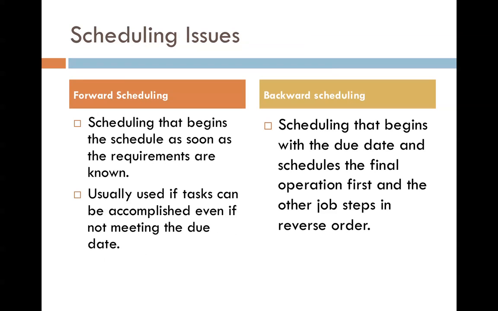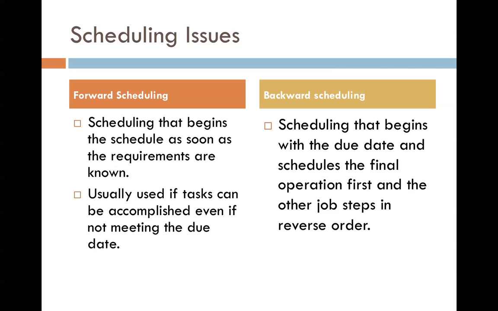Scheduling involves assigning due dates to specific jobs, but many jobs compete at the same time for the same resources. To address the difficulties inherent in scheduling, we can categorize scheduling techniques as 1. Forward scheduling and 2. Backward scheduling. Forward scheduling is scheduling that begins the schedule as soon as the requirements are known. Usually used if tasks can be accomplished even if not meeting the due date.